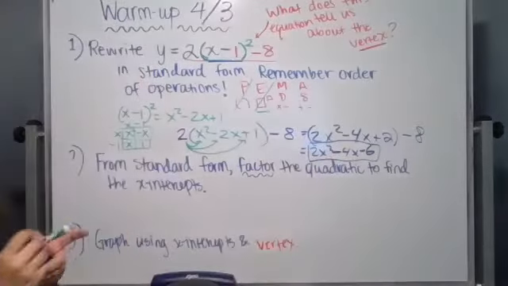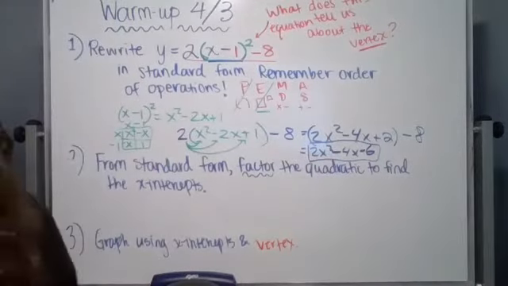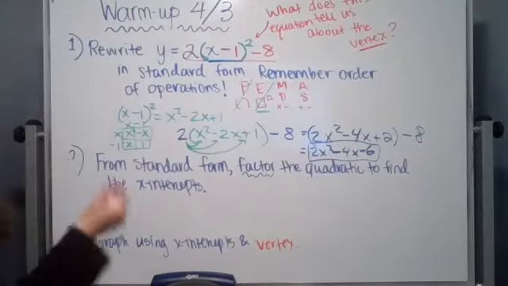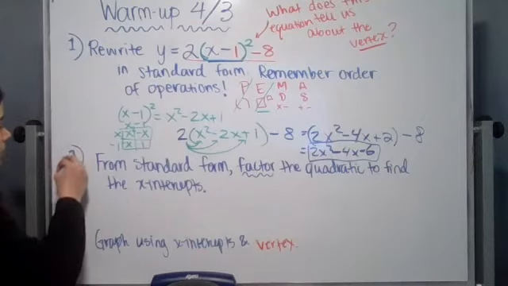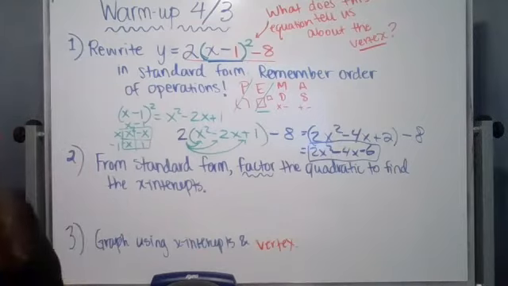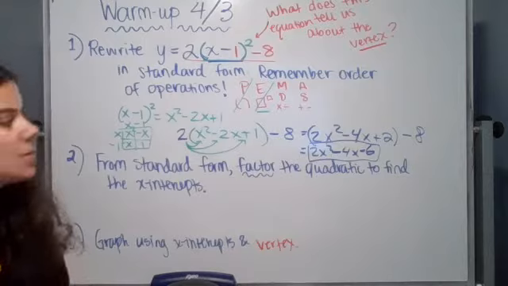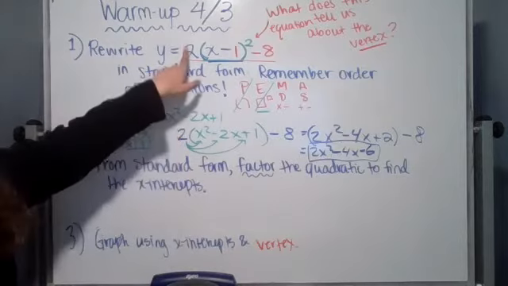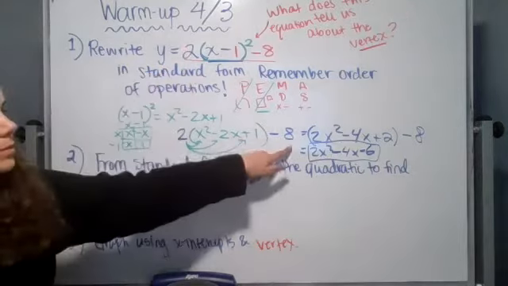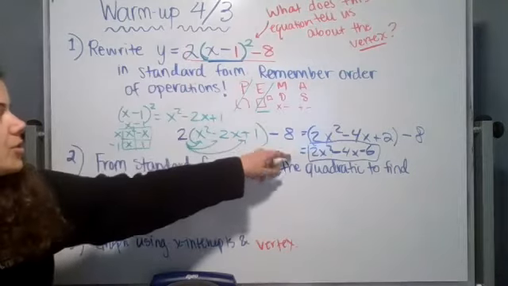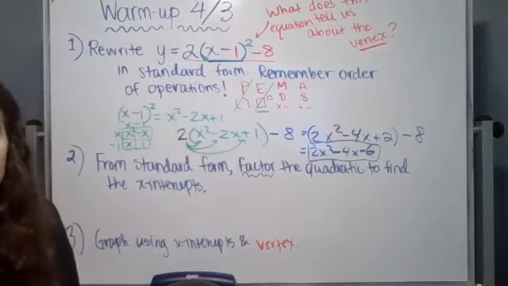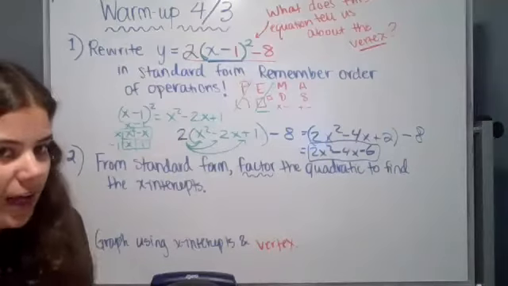And that kind of unlocks the other parts, like part numbers 2 and 3. So that's why I definitely wanted to go over that one. So once you have your standard form, we just multiply it all out, combine like terms, and then we're ready to factor.